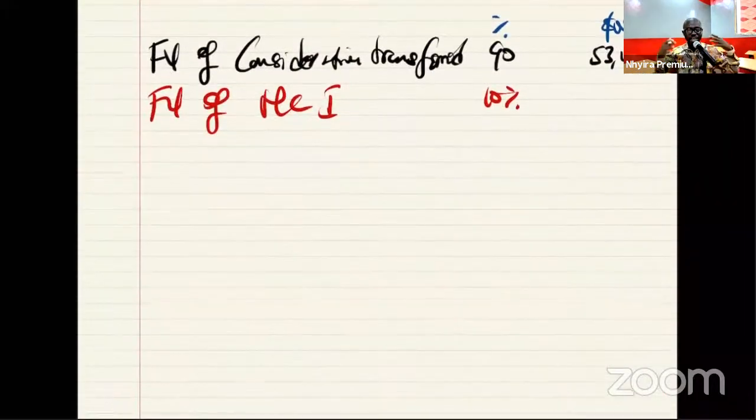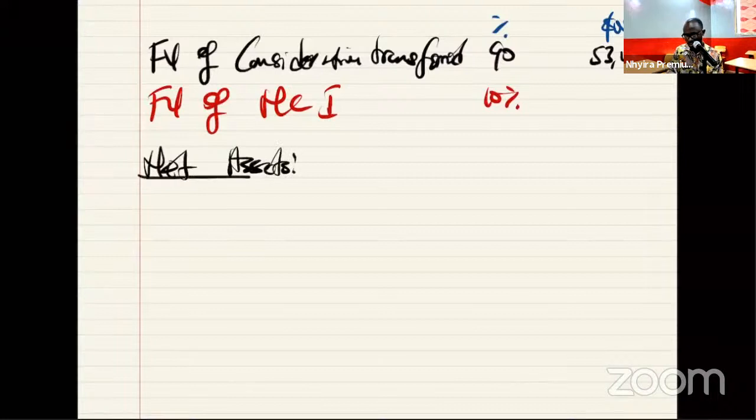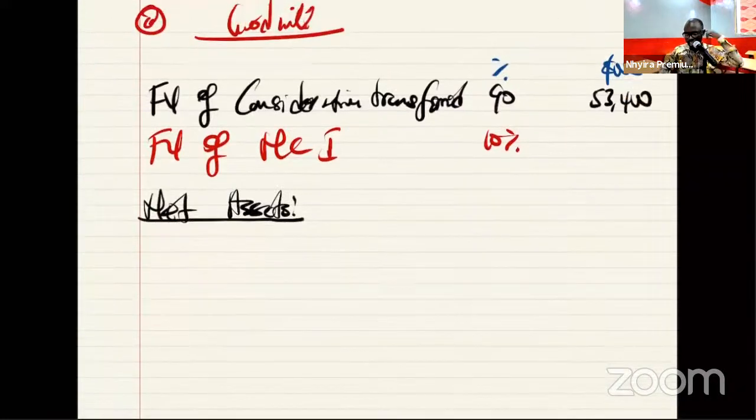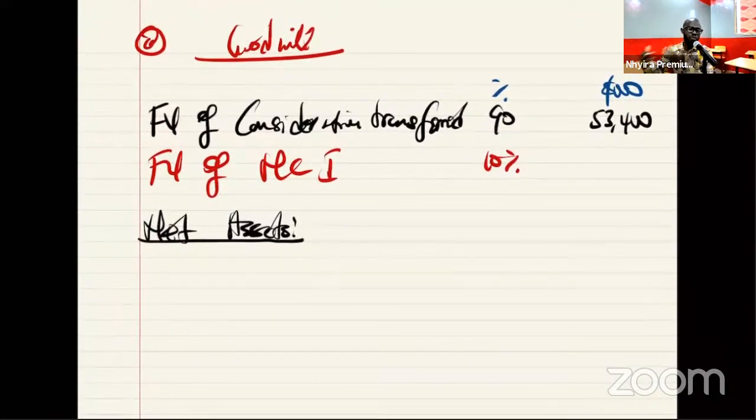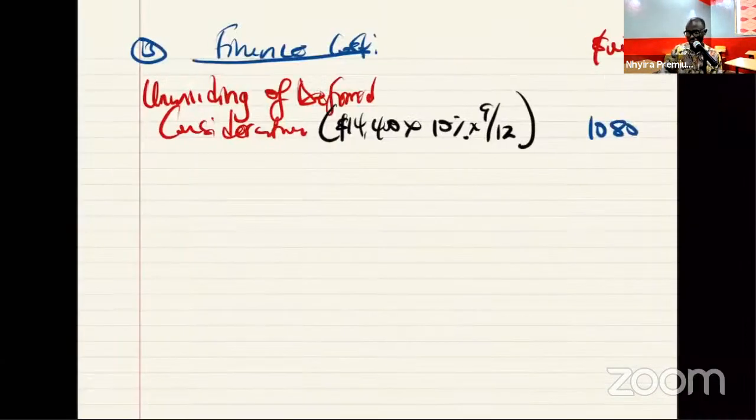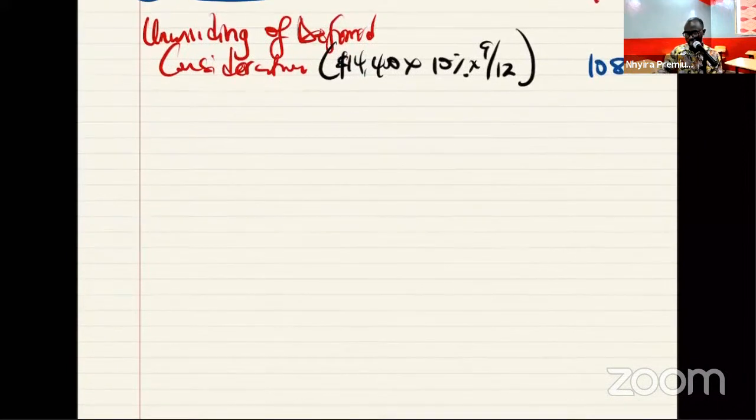Then I'll bring the net assets at the date of acquisition. So I'm going to bring net assets here. Then I'll bring the items of the net assets that I'm supposed to bring. Or I could do working somewhere and bring it here as a one-liner item. So probably let me go with that approach. I like to do working.